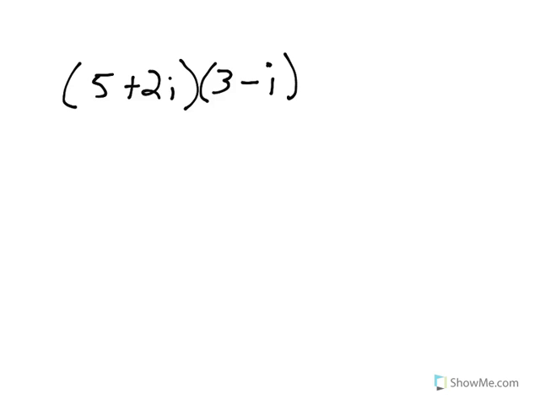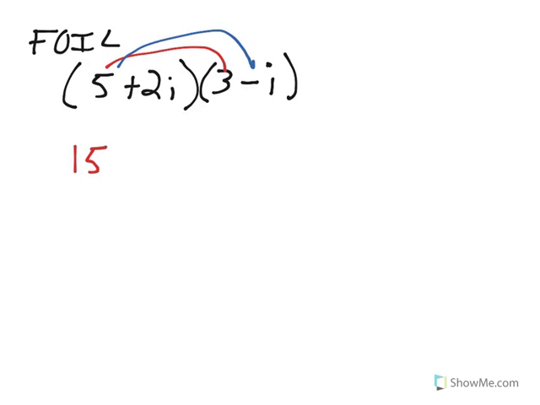Another example of multiplying complex numbers is where we have to FOIL. 5 times 3 is 15. 5 times negative i is negative 5i. 2i times 3 is positive 6i. And 2i times negative i is negative 2i squared.